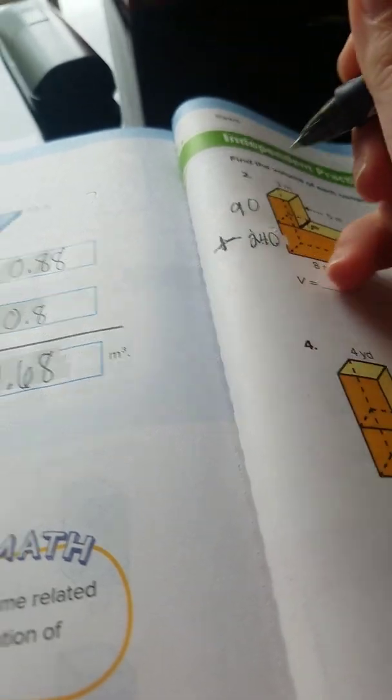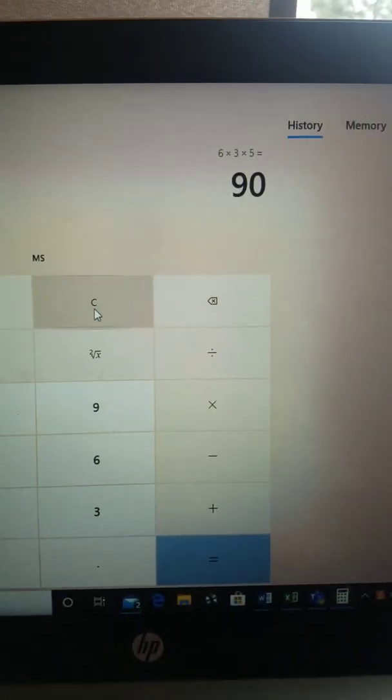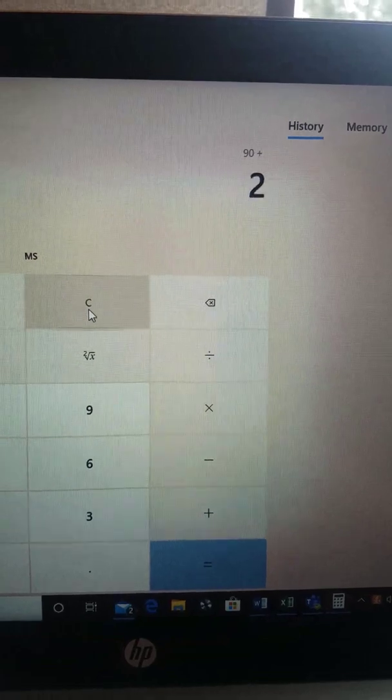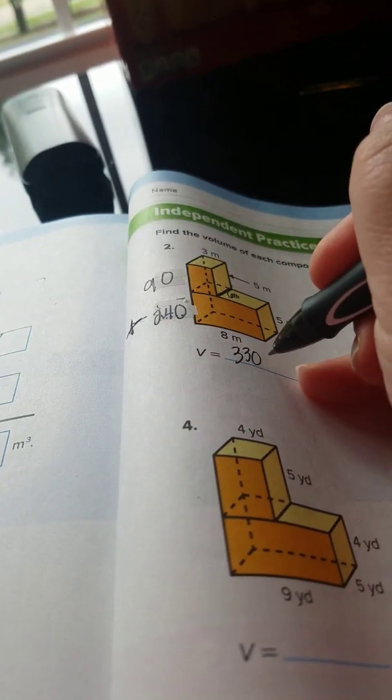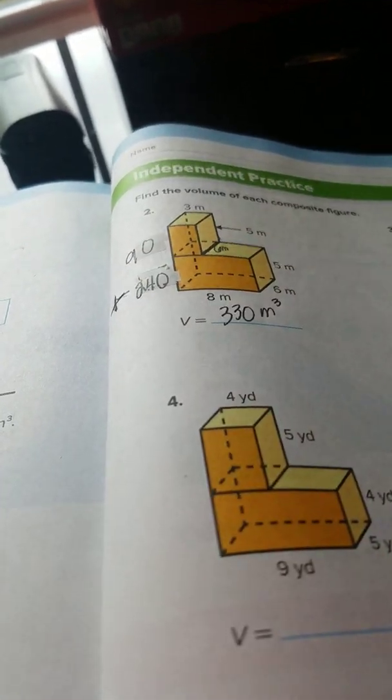Now we're going to add these up. 90 plus 240. I already have 90 on my screen. I'm just going to hit plus 240. And I get 330. It's cubic meters.